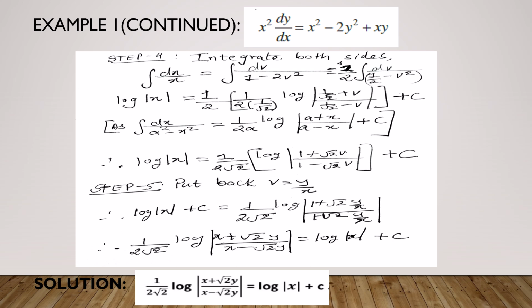Log of mod x plus c is 1 upon 2 root 2 log of 1 plus root 2 y by x upon 1 minus root 2 y by x. So your final answer is 1 upon 2 root 2 log of x plus root 2y upon x minus root 2y is equal to log mod x plus c.